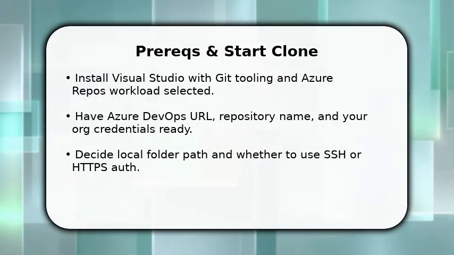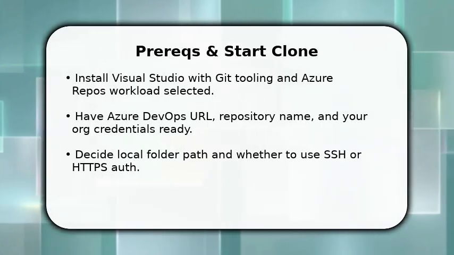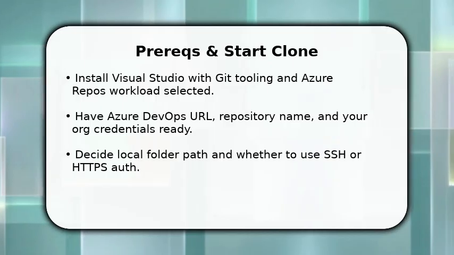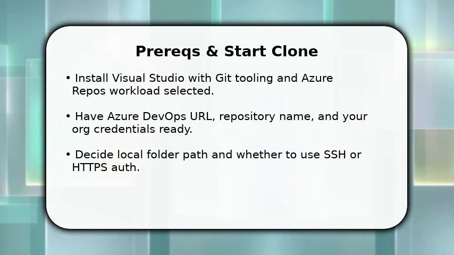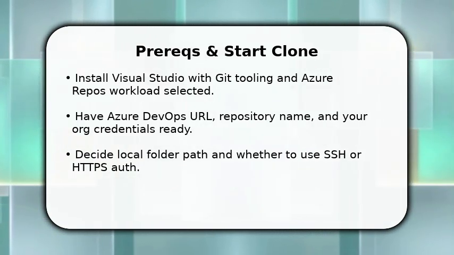Paste the Azure DevOps repo URL into the clone field, then pick a local path. Make sure it's empty or intended for the repo. Choose HTTPS or SSH depending on your setup. If using SSH, ensure your key is added to your Azure DevOps profile. Click Clone to start the checkout.